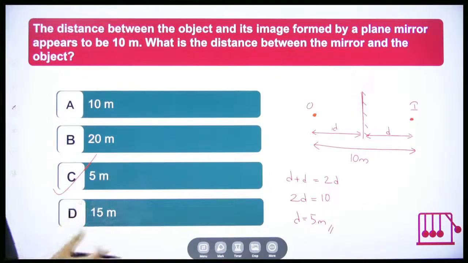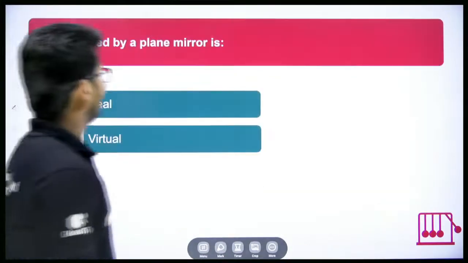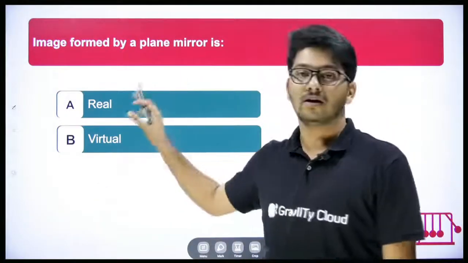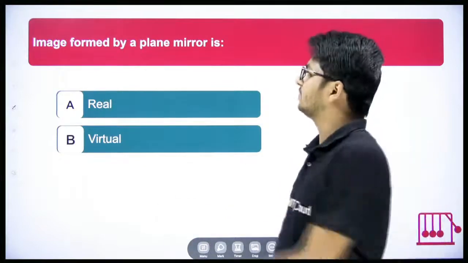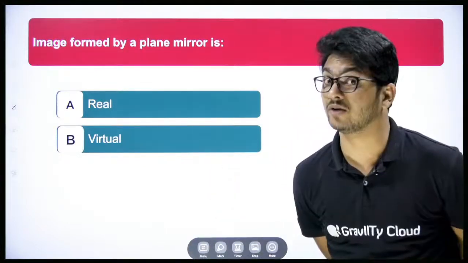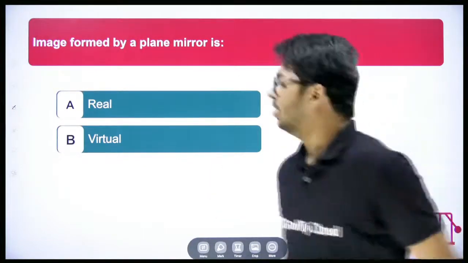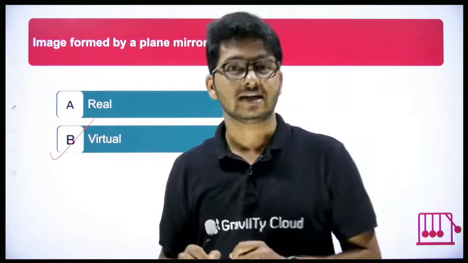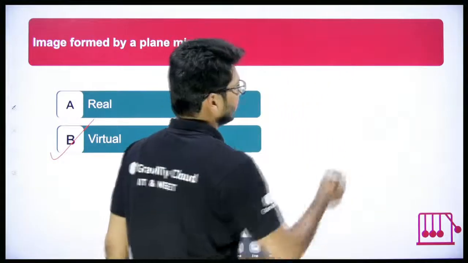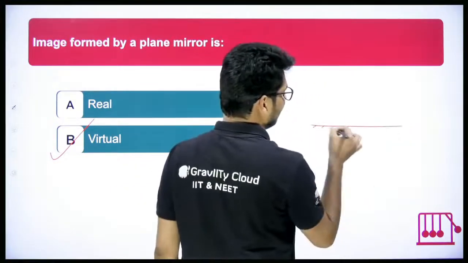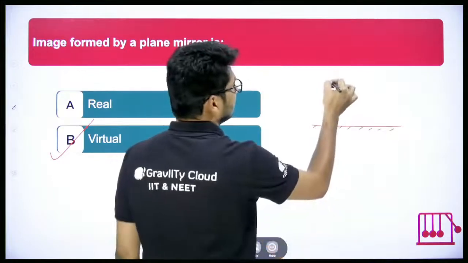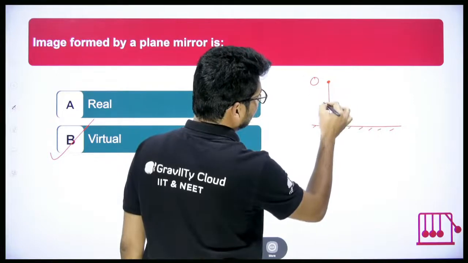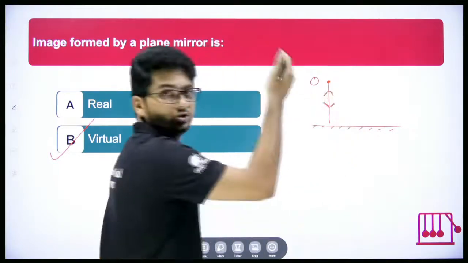Good. Now, the next question. Is the image formed by a plane mirror real or virtual? What do you think? It is virtual, simple and straightforward. You have to remember it. It is virtual, because if you go into the ray diagram, let's say this is the mirror and this is the object. One ray will be normally incident. What happens to it? It directly goes back.